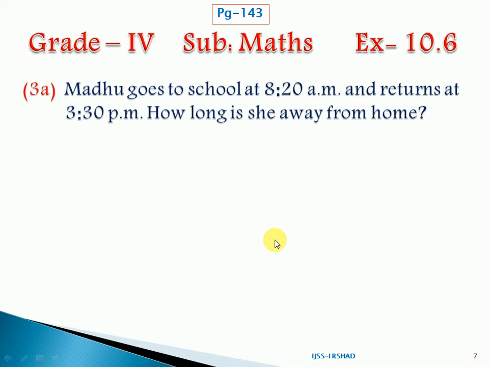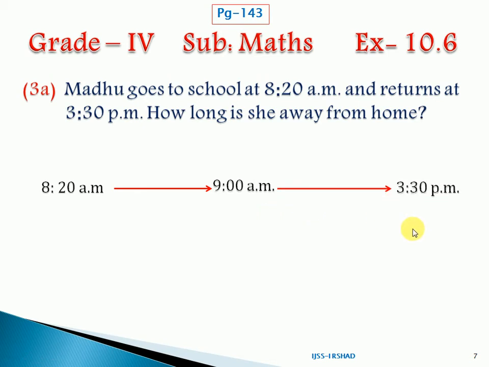Just write the given time, draw an arrow, then write the nearest time, rounding up. It will be 9 AM, so write it there, 9 AM. Again an arrow, and then write the final time. The final time was 3:30 PM. Now calculate the duration from here to here. 8:20 to 9 will be 40 minutes, so write 40 minutes here. Then from 9 to 3, how much? After 9 it will be 10, then 11, then 12. After 12 it will be 1, 2 and 3, so in total 6 hours 30 minutes. You can write it here, 6 hours 30 minutes.